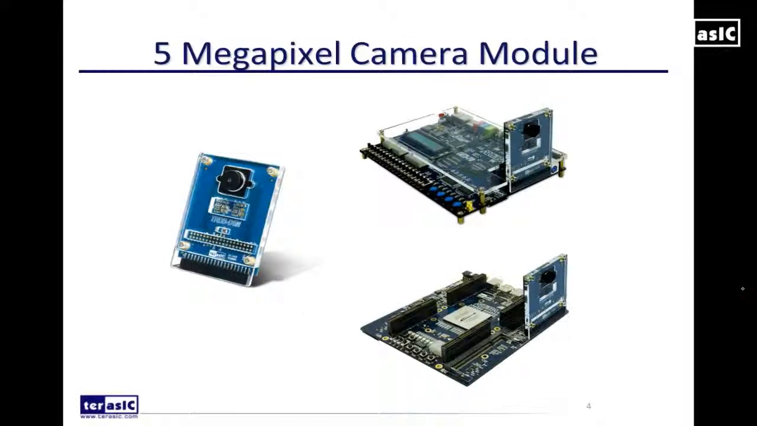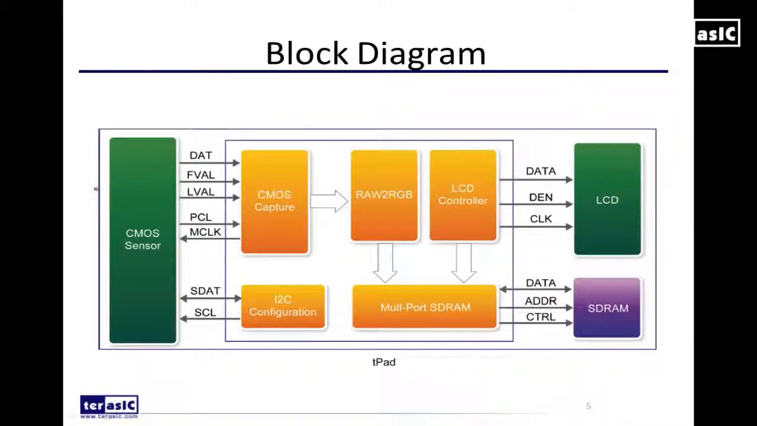Now, this demonstration will also work with any platform, especially if you use our 5 megapixel camera module attached to any of our development kits. So here's a block diagram of our reference design that comes with the TPAD, or our 5 megapixel camera module. First, we have our CMOS sensor camera, where we have data input, and it goes through the CMOS capture module, where it then converts from raw data or Bayer pattern to our RGB values. It then goes into our multi-port SDRAM, where the LCD controller outputs it onto our LCD.